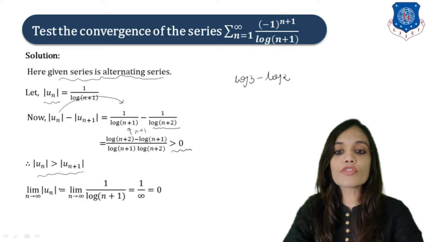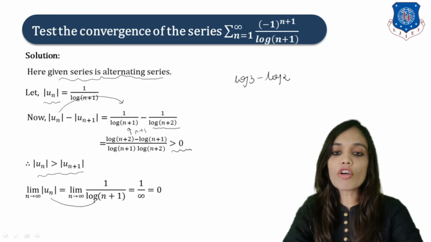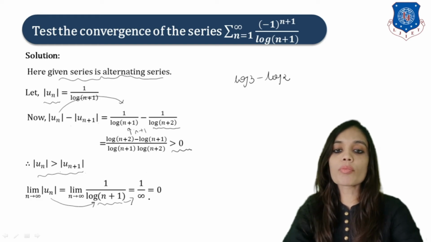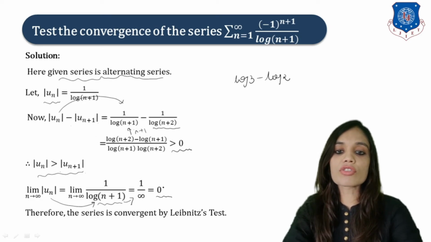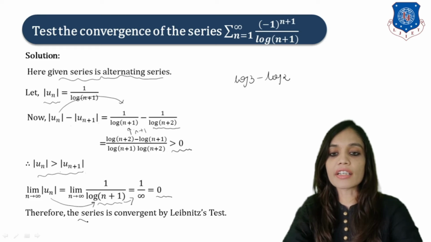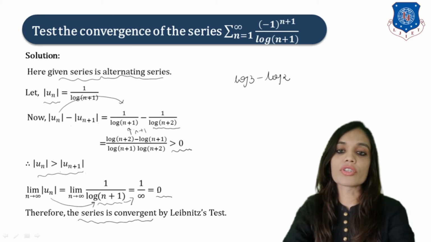Okay. Next, let us find limit n tends to infinity |un|. Put the value of |un|, that is 1 upon log(n+1). Now as n tends to infinity, this log(n+1) goes to infinity and the answer of 1 upon infinity will be equal to 0. So both the conditions of our Leibniz test are satisfied. Therefore we can say that our series is convergent.